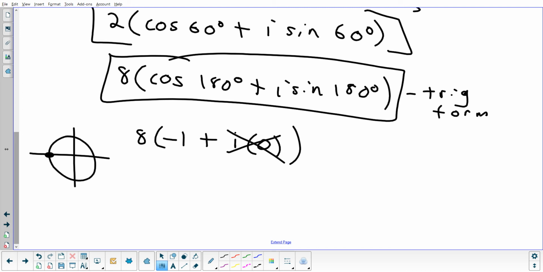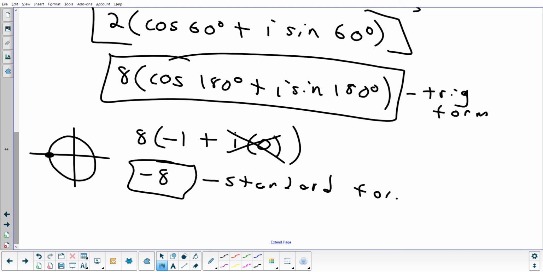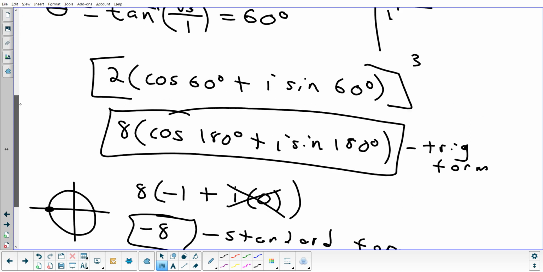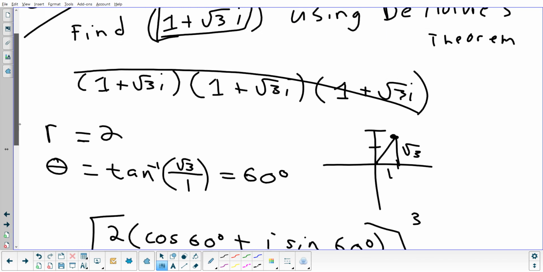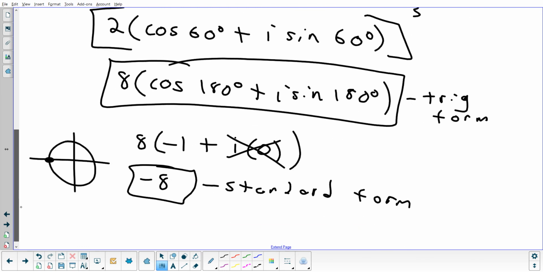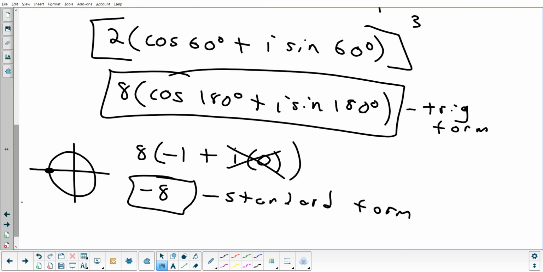And what would I be left with for my final answer? Negative 8. 8 times -1. That's the final answer in standard form. It is important that you know how to convert from trig to standard and from standard to trig. We did both in that problem. All right. Any question on that?